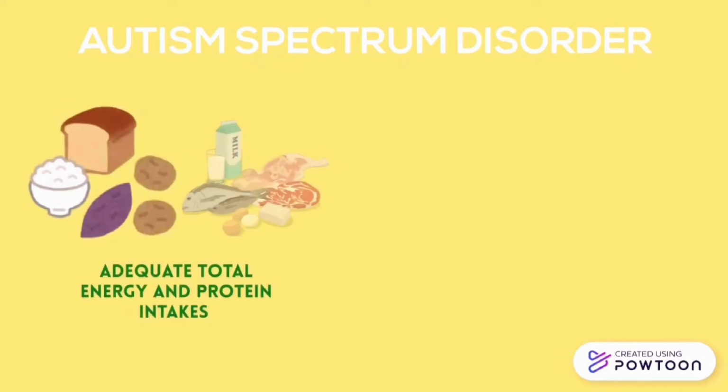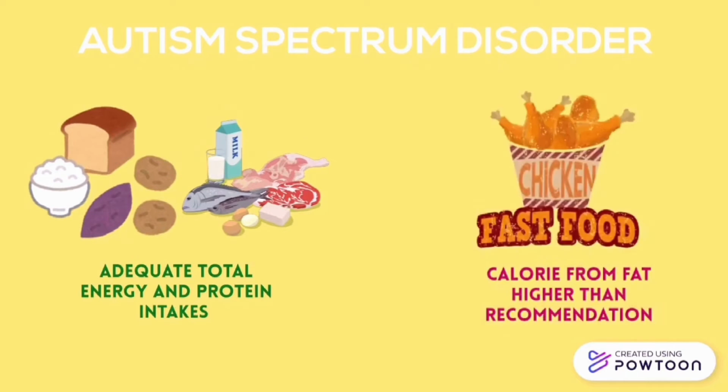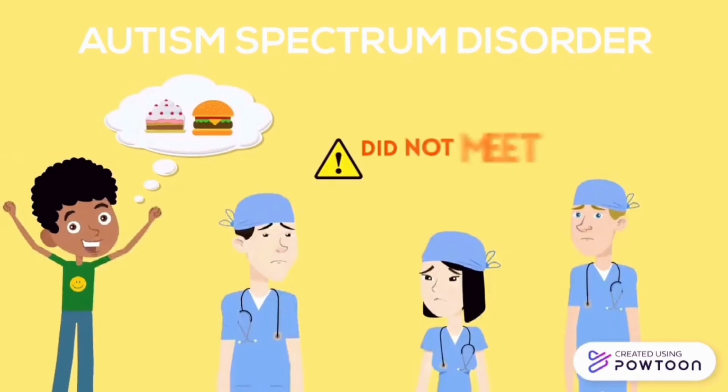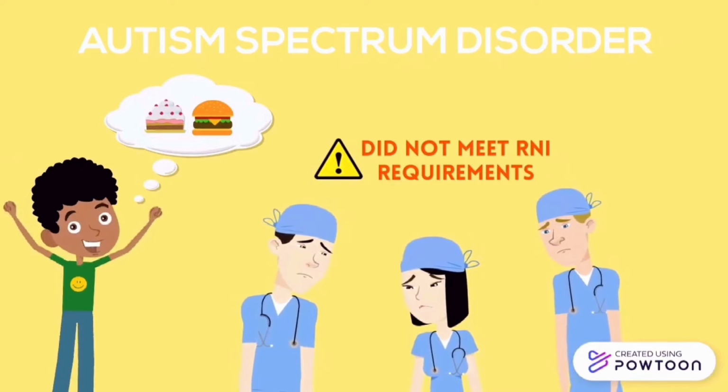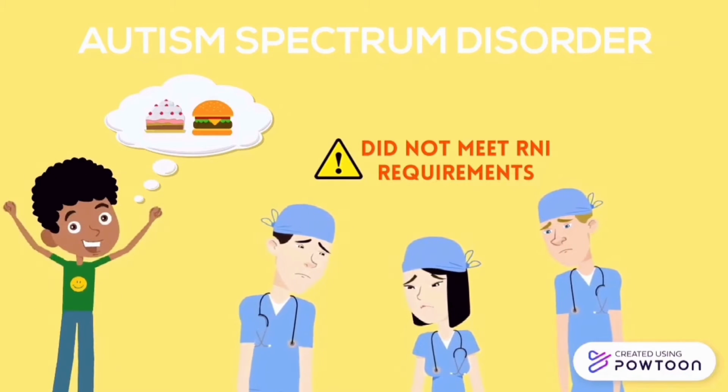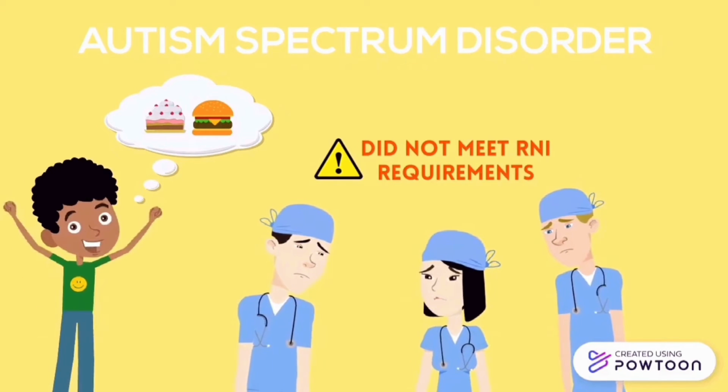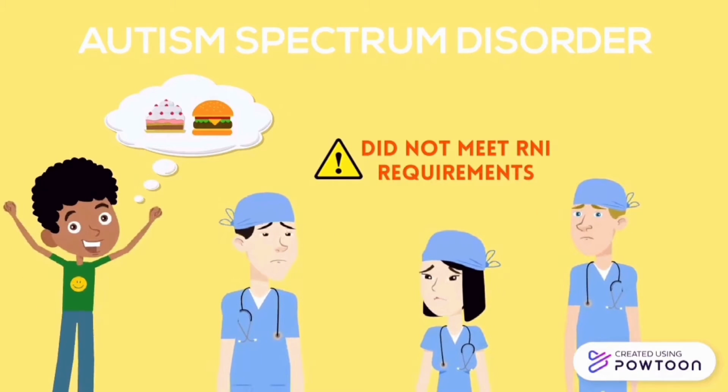All energy and protein intakes were adequate for most of the children with ASD, but calorie from fat was higher than the recommendation. A majority of the children with ASD in the study did not meet the RNR requirement for fiber, thiamine, vitamin C, vitamin D, vitamin E, vitamin B12, folate, calcium, and zinc. More girls show inadequate intakes of vitamin C, niacin, and vitamin B12 than boys.